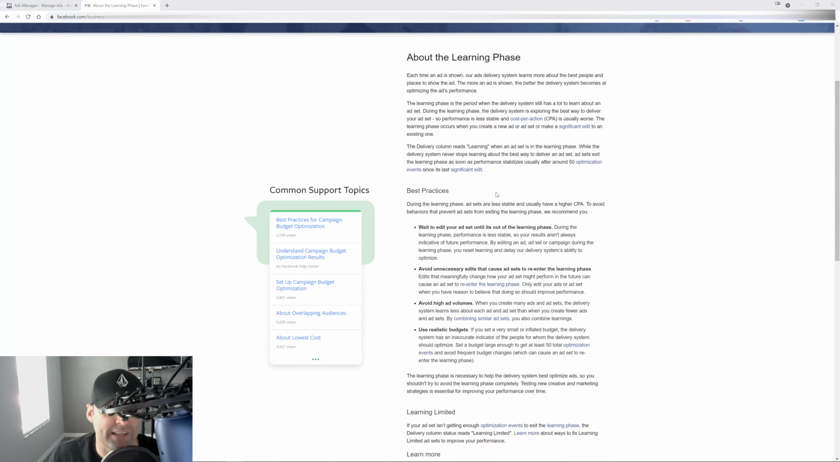So what does this mean? This means essentially you need to get 50 objectives in order to exit the learning phase and for Facebook to stabilize. Any changes that you make to the ad set, or certain changes that you make to the campaign, ad set or ad at the ad level, can cause the campaign to go back into the learning phase, and you want to avoid that. So basically the system is looking for the lowest hanging fruit in order to deliver your ads to those who are most likely to convert on the objective that you're asking Facebook to do.